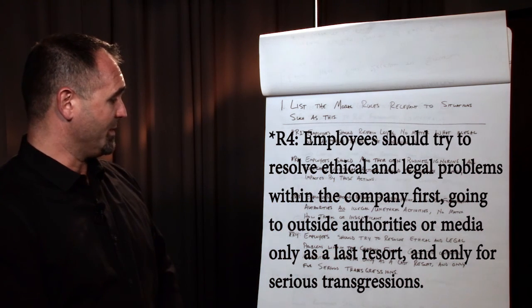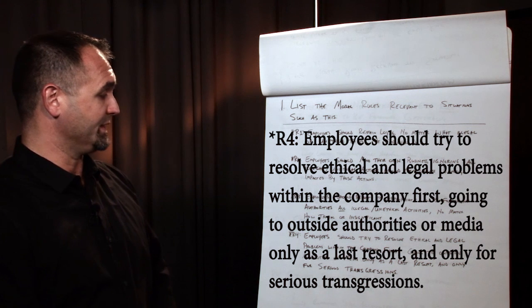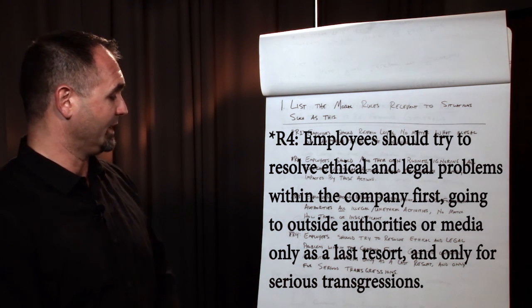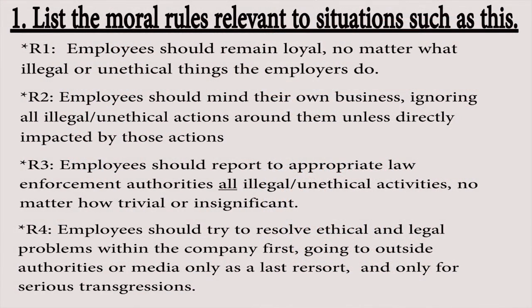Rule number 4 we might propose would be that employees should try to resolve ethical and legal problems within the company first, going to outside authorities or media only as a last resort and only for serious transgressions. So these are rules that we've come up with that might be relevant to a situation like Carina's. And now what we shall do is try to figure out the net utility of each of these rules if they were to be followed as a kind of general policy or principle.